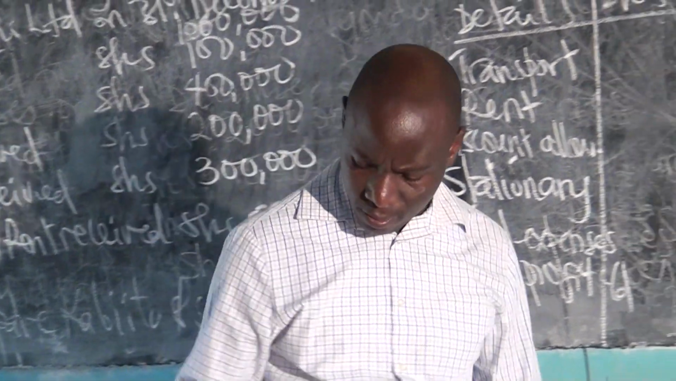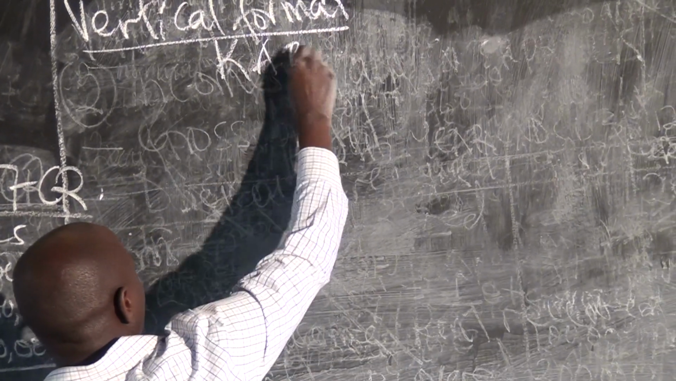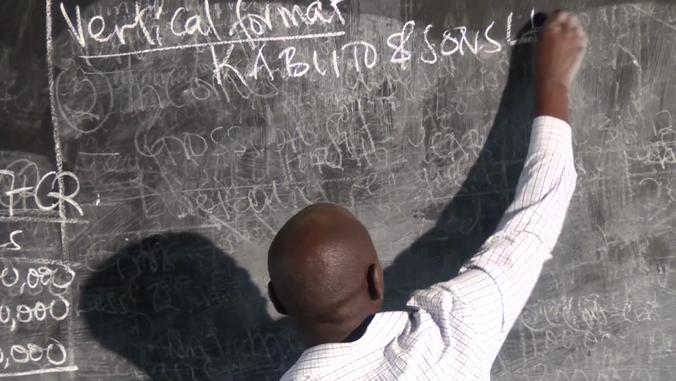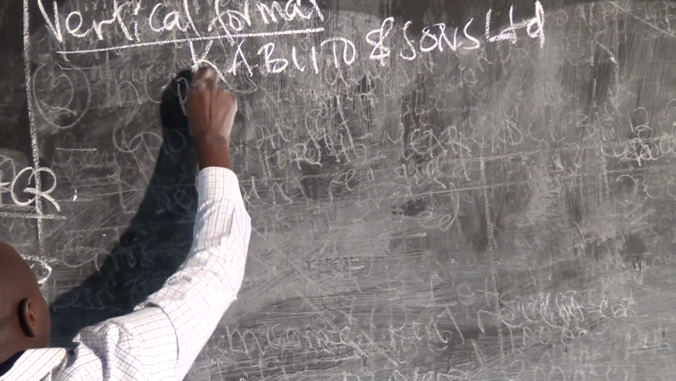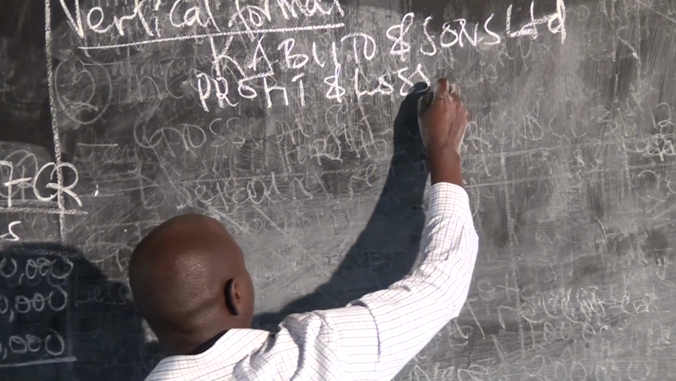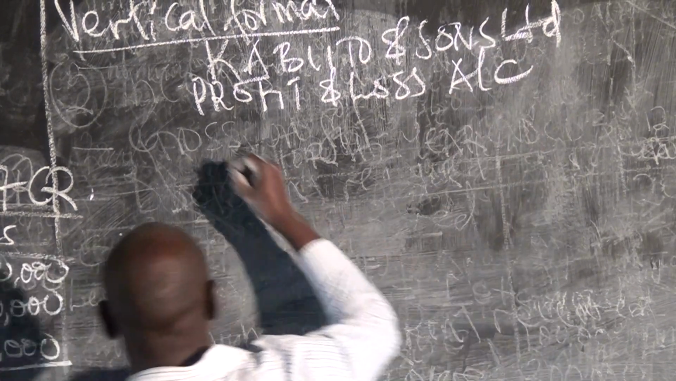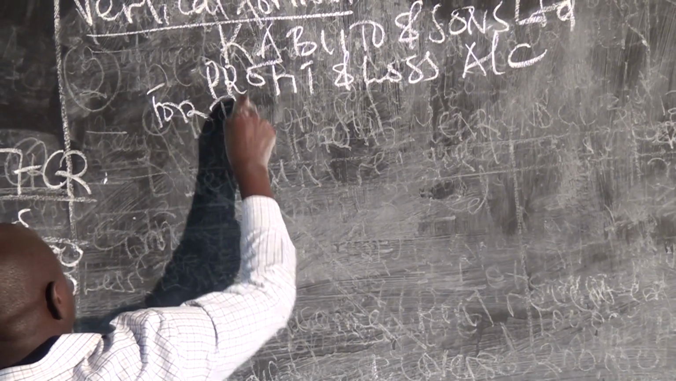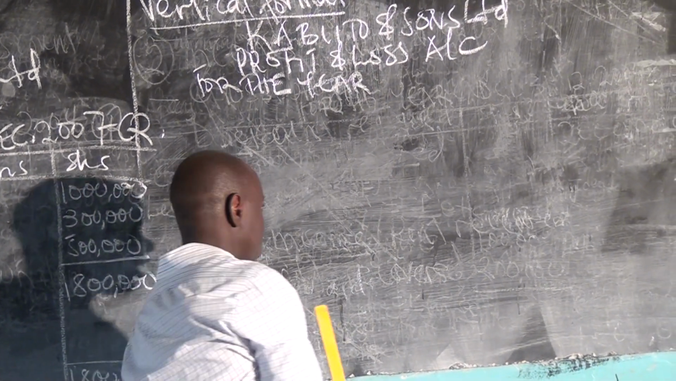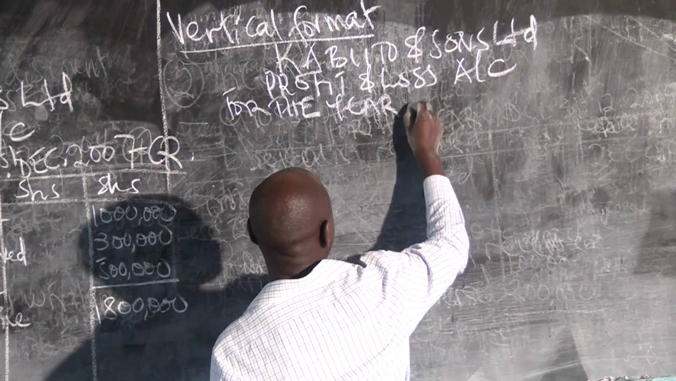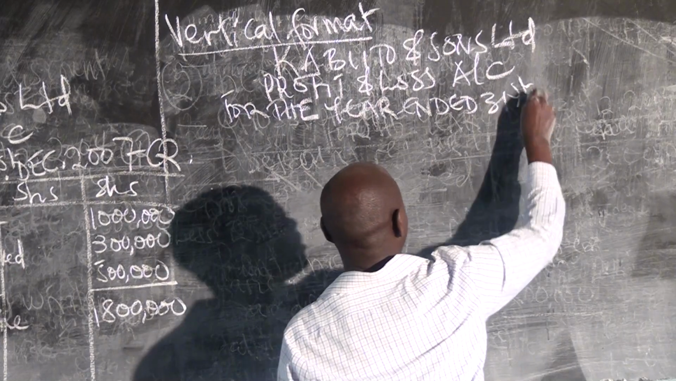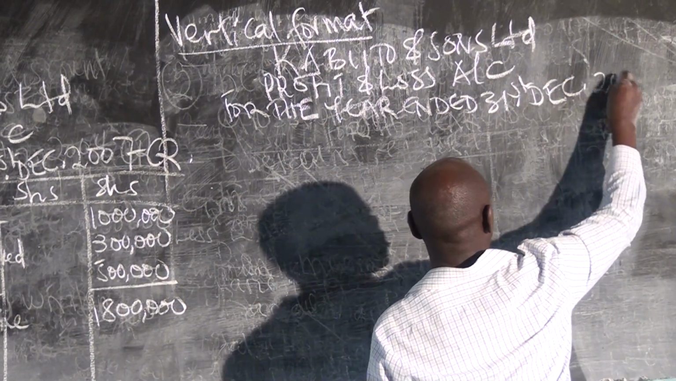Vertical format. Carito and Sons Limited, profit and loss account for the year ended 31st December 2007.